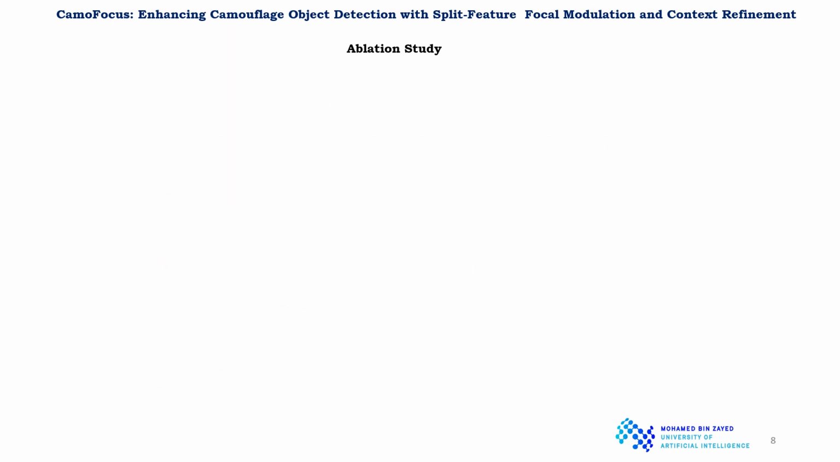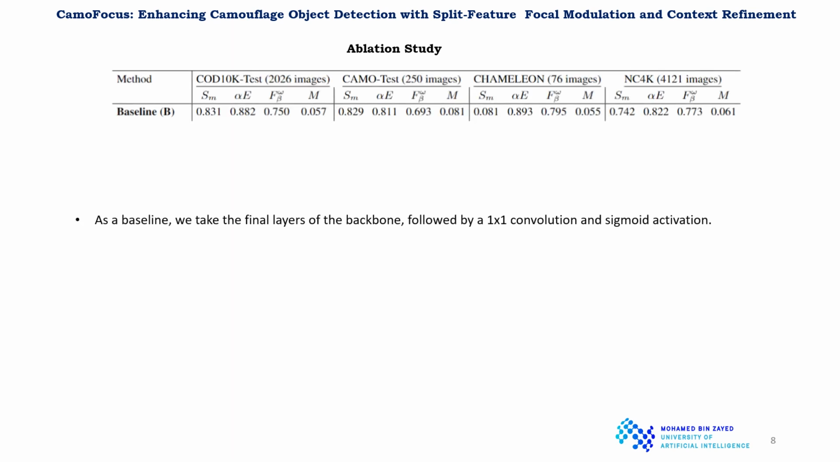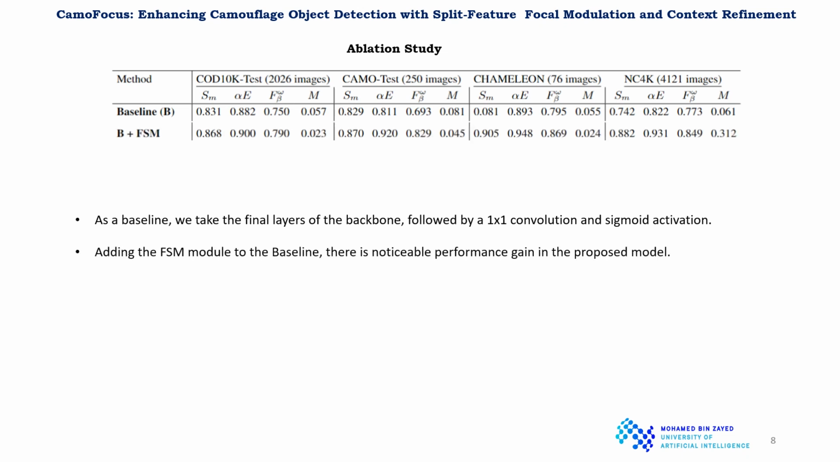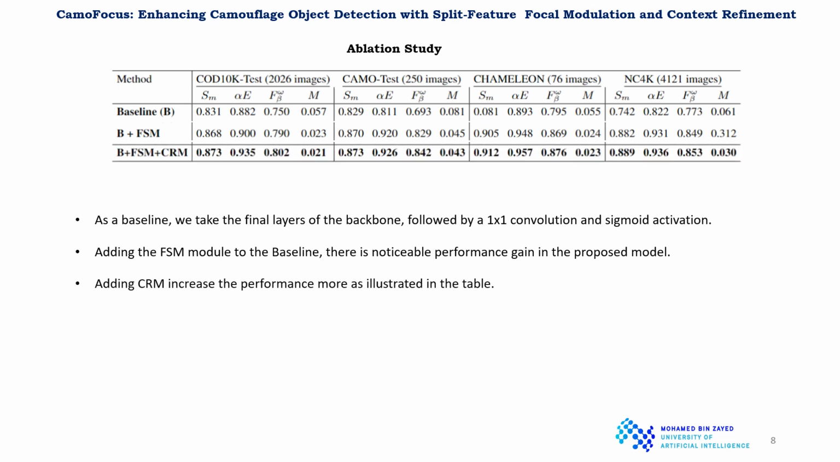Simulation study to verify the effectiveness of the modules used in the proposed framework. Given that the baseline solely comprises the output of the backbone followed by 1-by-1 convolutions and a sigmoid function, the results are less than promising. Nevertheless, the incorporation of the FSM module leads to a substantial enhancement in overall results across all evaluation metrics. Similarly, extending the technique with the CRM results in further performance gains, as depicted in the table. The notable improvements stemming from the addition of these modules underscore their effectiveness.